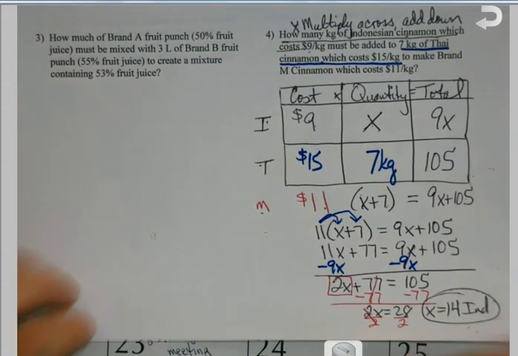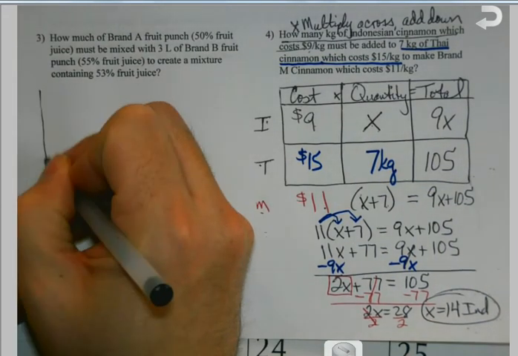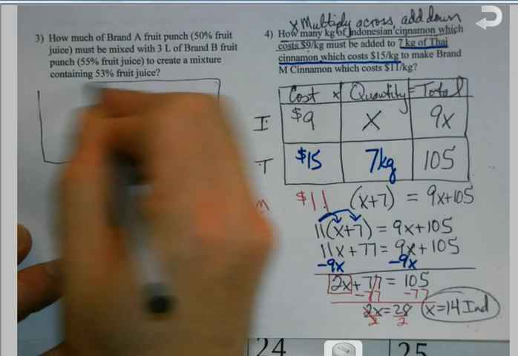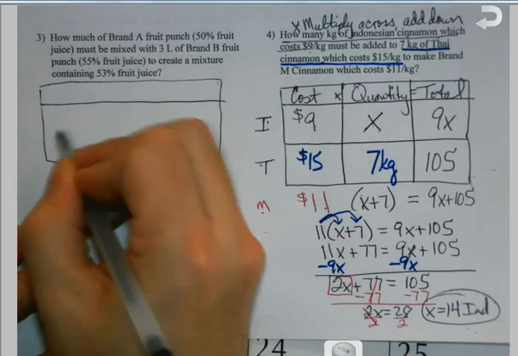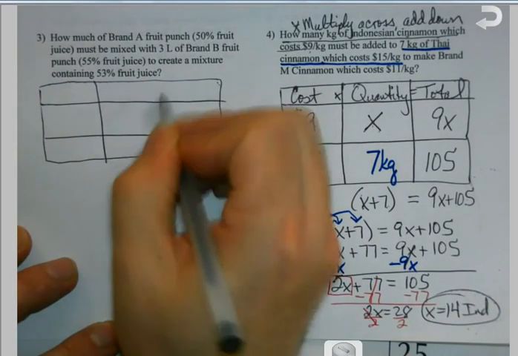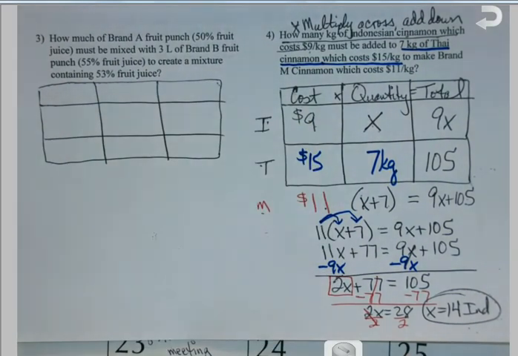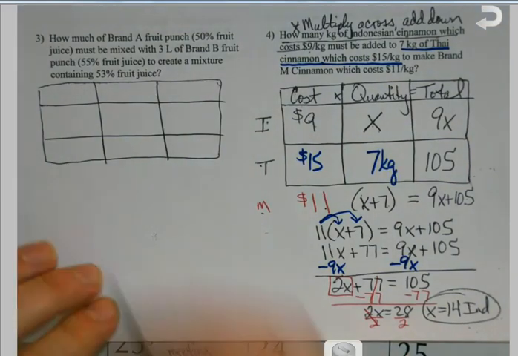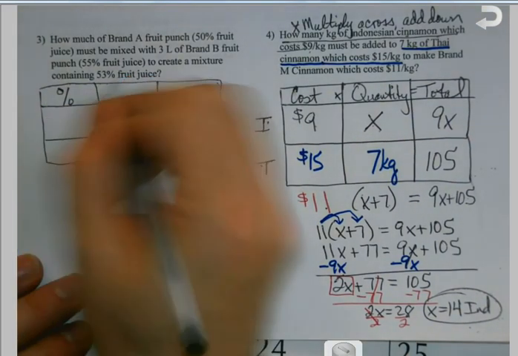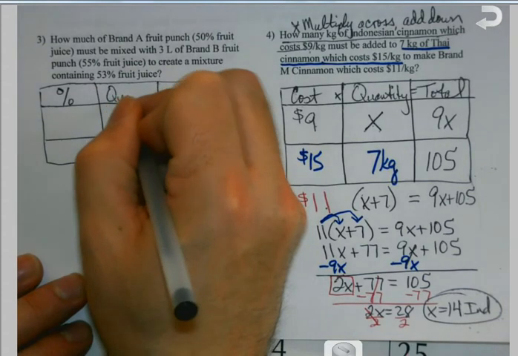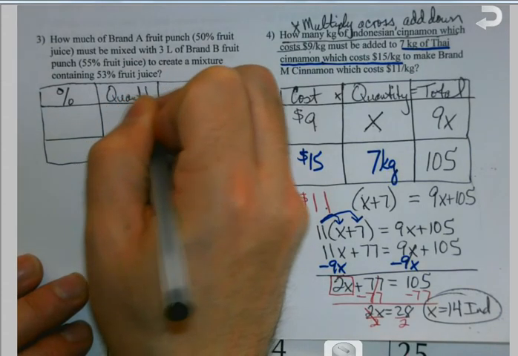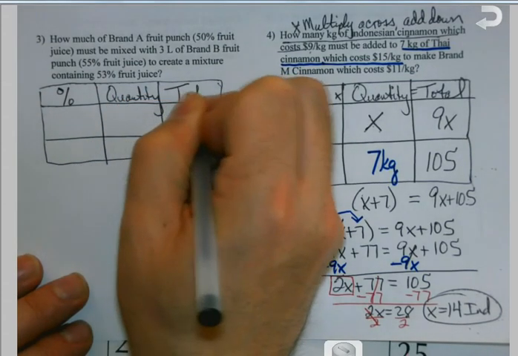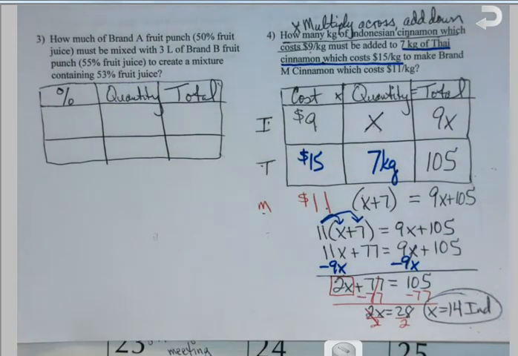All right, one more chart. Again, make it a little smaller here so we don't run out of room like we did at number 4. All right, looks like we're back to fruit punch again here. Yep, brand A and brand B again. But let's see if it sets up the same way. Okay. How much?